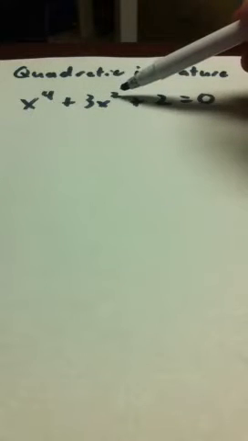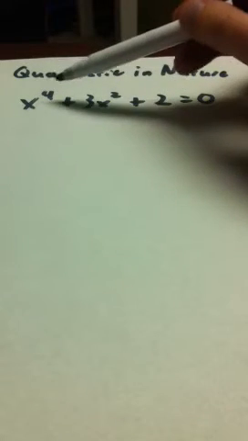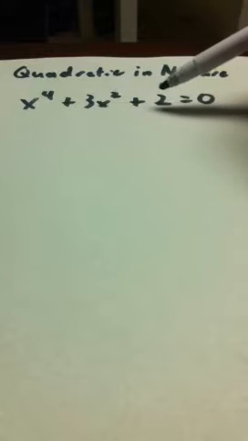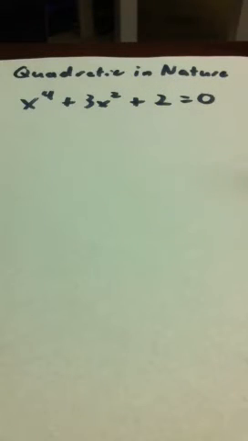So we could have an x to the 6th, and an x to the 3rd, and then a constant. We could have an x to the 8th, x to the 4th, and then a constant. So those are kind of the different ways to look at this.